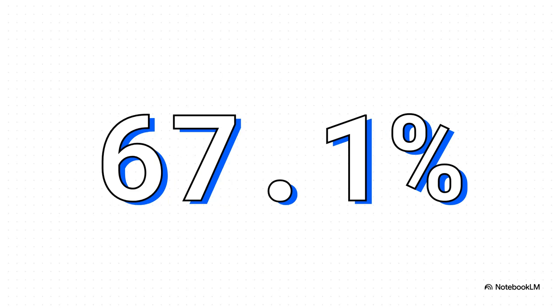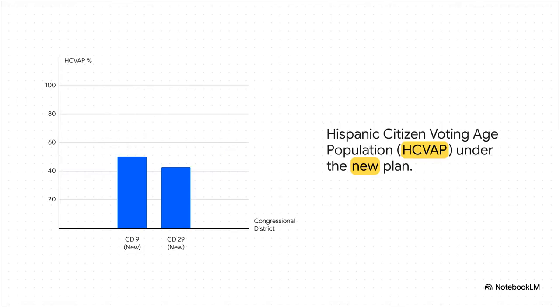Now, let's look at its neighbor, CD29. Its HCVAP was a massive 67.1%. That made it a genuine supermajority district, one of the most powerful Hispanic voting areas in the whole state. So, just to recap, we've got one district at 26.5% and the one right next to it at 67.1%. So, what did the new map do? Well, this is what happened.